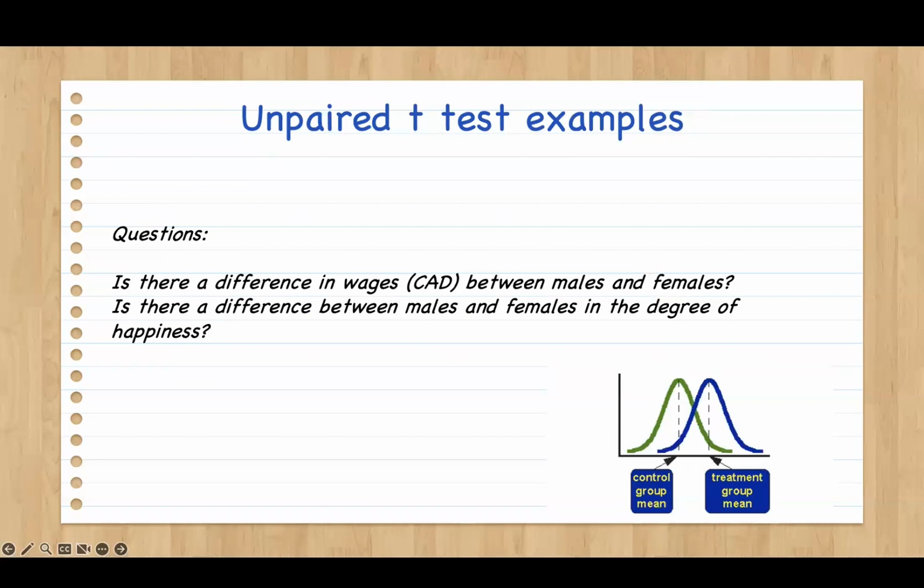Another example is whether there's a difference between males and females in the degree of happiness. Your independent variable here includes two categories, and they are independent groups, male and female. They are a dichotomous variable. Other example independent variables that could meet this criterion include employment status, employed or unemployed; smoker, two groups, yes or no; trial, two groups, intervention or control; and so forth.